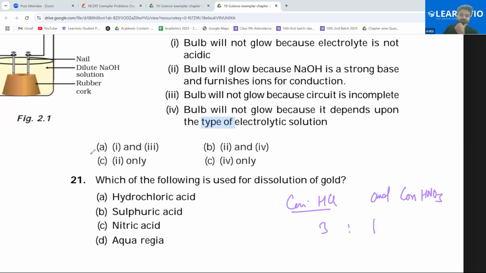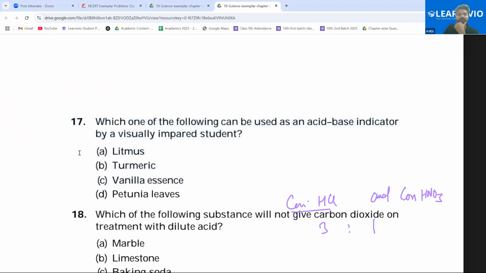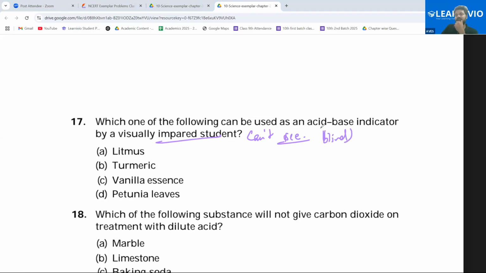Question number 17, what should be the answer for question number 17? What do you mean by the word visually impaired, students? Visually impaired means having a problem seeing, a problem in the eye. It is blind, can't see. Okay, blind. Got it? Yes, sir.